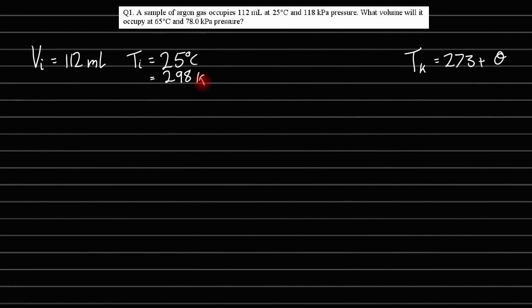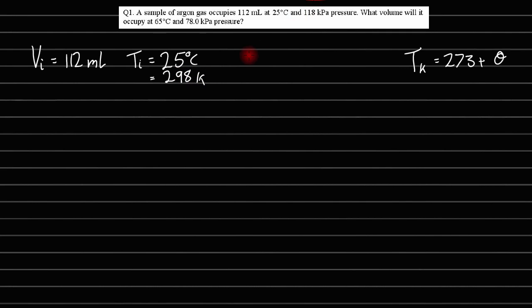I'm going to say that we have a volume initial equaling 112 millilitres, that we have a temperature initial equaling 25 degrees Celsius. We need to convert this into an absolute temperature as we're dealing with ideal gases here. So we have an equation that says the temperature in kelvins, T sub K, is equal to 273 plus the temperature in degrees, often denoted by theta. So simply this in Kelvin would be 25 plus 273, or 298 Kelvin.